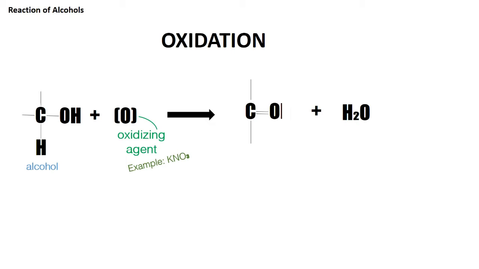These oxidizing agents have the ability to remove hydrogens from the structure. One from OH and one from the carbon that the OH is attached to. The end products will be water and the other would be, to maintain a complete octet for the carbon, a carbon double bonded with the oxygen atom.